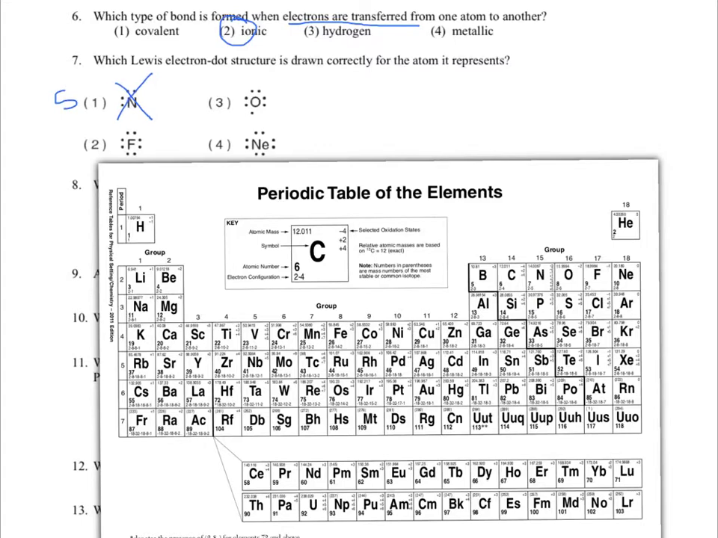Fluorine has a valence of 7. So this structure has a valence of 8 dots, so this is not appropriate. Oxygen has a valence of 6. This structure has 7 dots. And lastly, neon has a valence of 8. So this is the correct Lewis dot diagram because it has 8 dots.